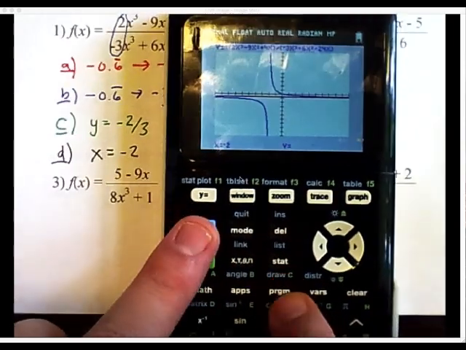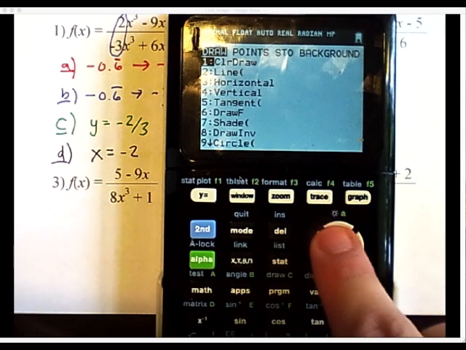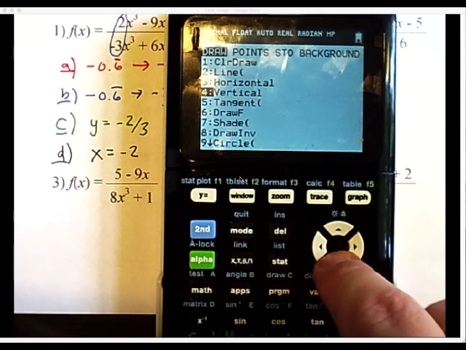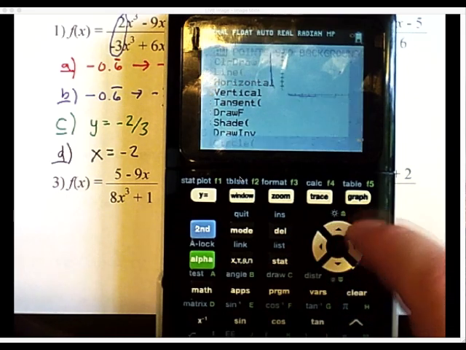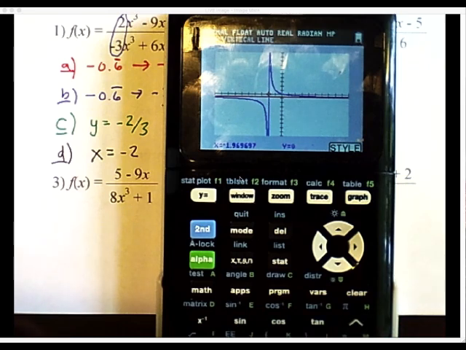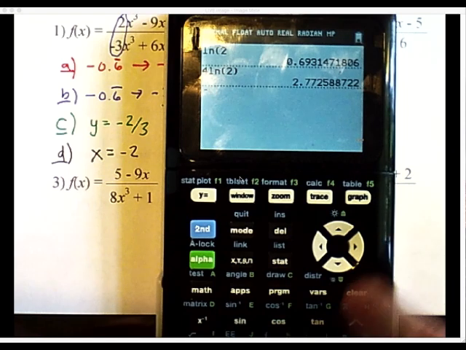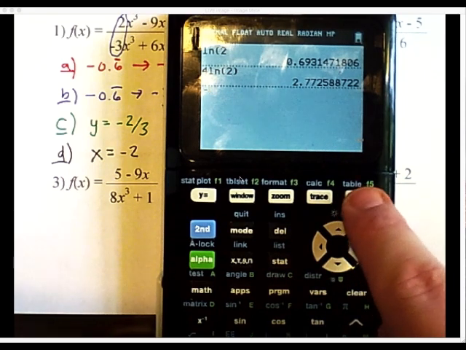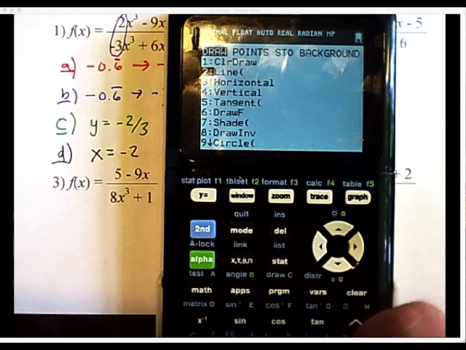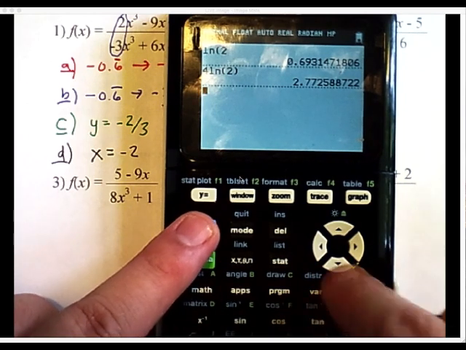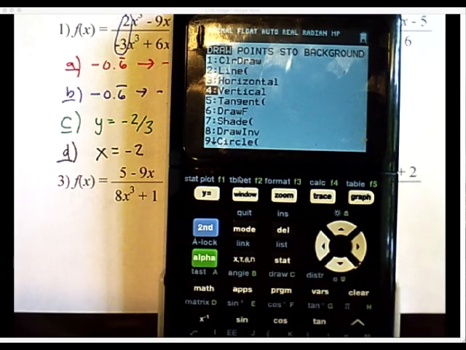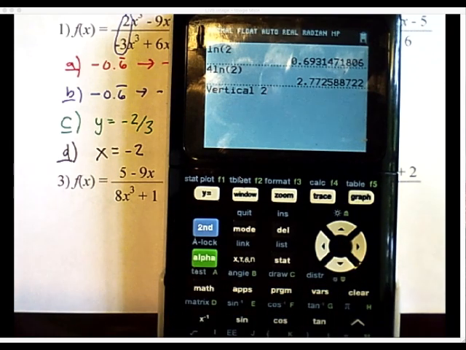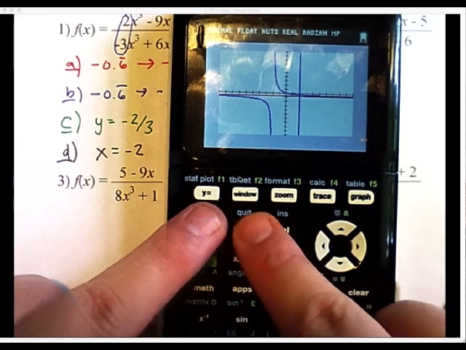If you hit second program, okay, if you go down to vertical, number 4, you can move this to negative 2. Oops. I'm trying to remember how to do this. Okay, I think I remember how to do it now.